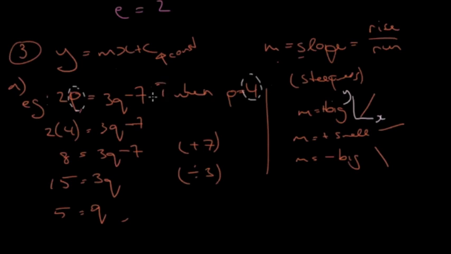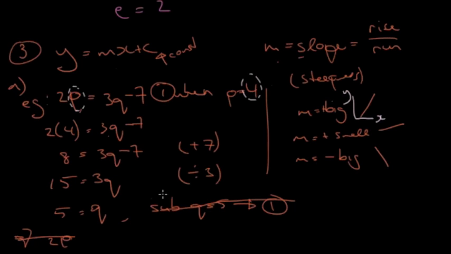We can call this equation 1, and so we sub q equals 5 into 1, and that gives that 2p. Oh no, what I was doing there was trying to find the value of p, but obviously p is 4, so we don't need to do that in this scenario.